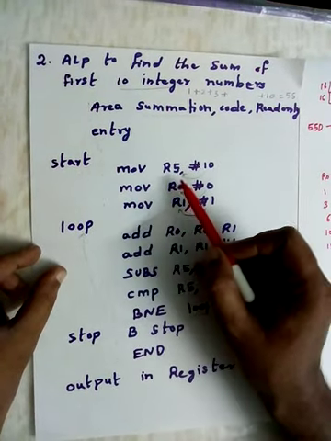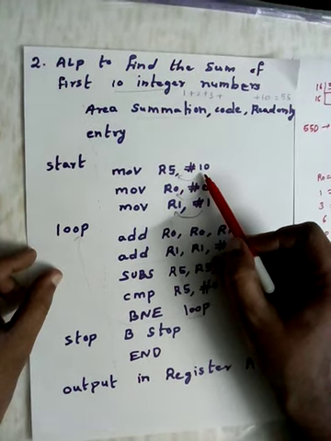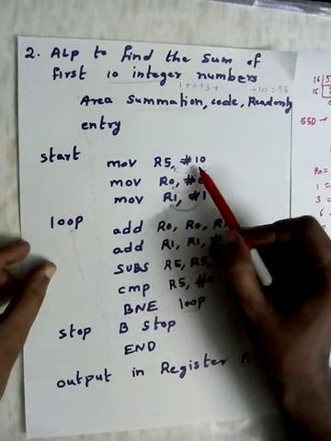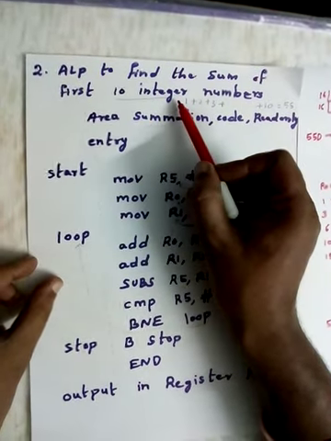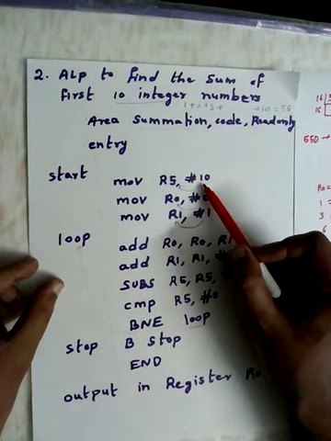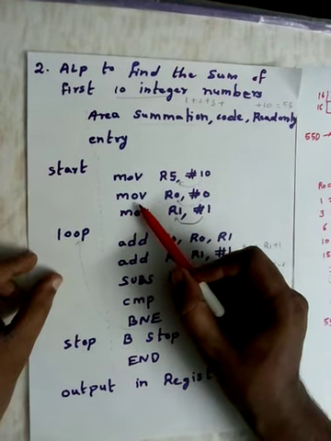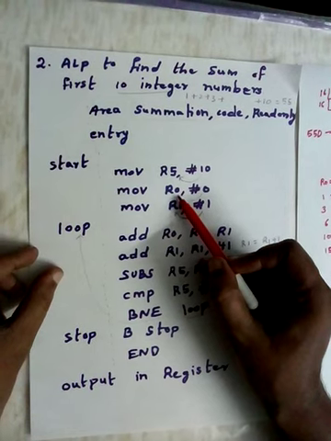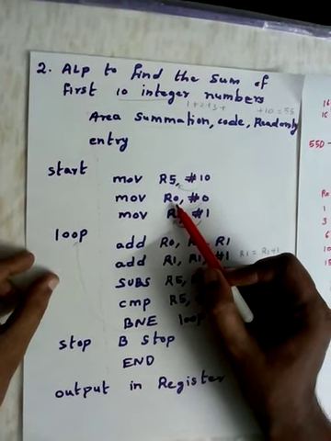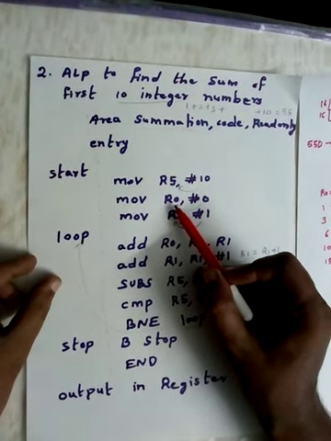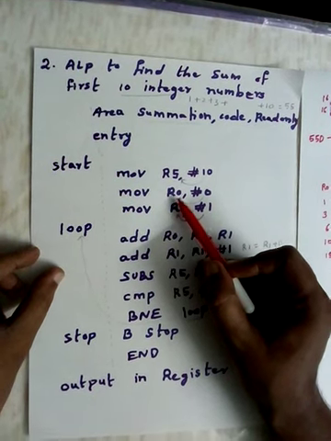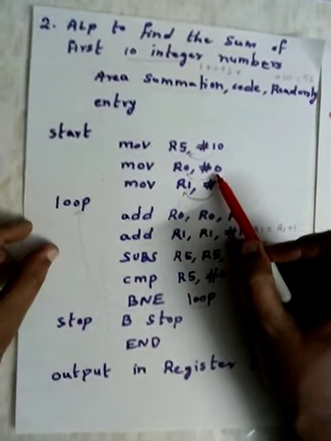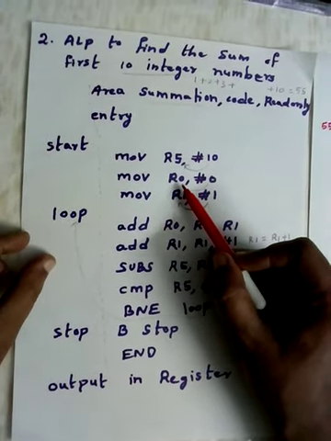Now MOV R5, #10. #10 means the value 10 will go and be stored in the R5 register. Why 10? Because the total number of digits is 10, integer numbers. That is the reason we are moving the value 10 to R5. Now MOV R0, #0. 0 will go and be stored in register R0. Why are we giving the value 0? Because we want to store the final result after addition in R0. We are initializing the register to 0 initially, and finally we are storing the value in R0.